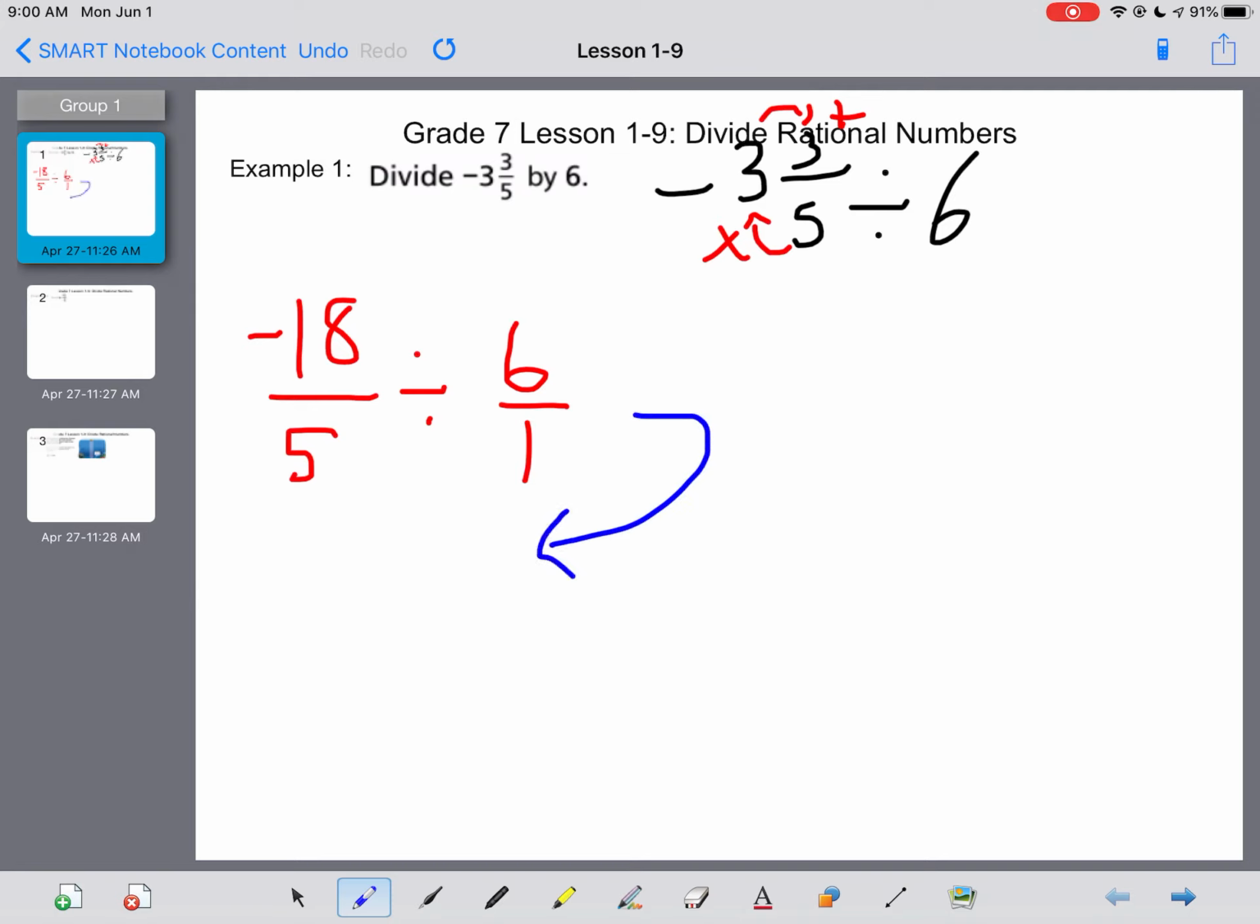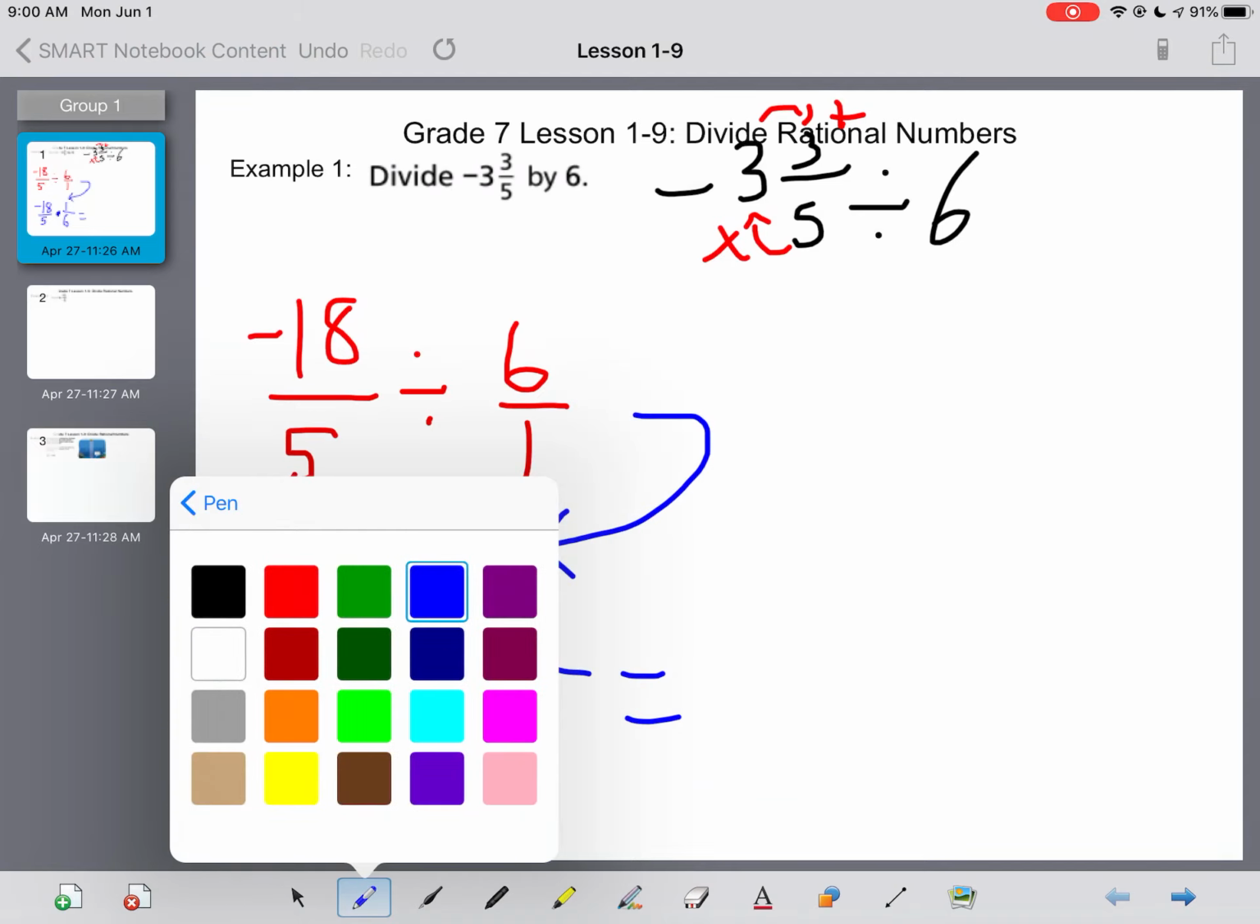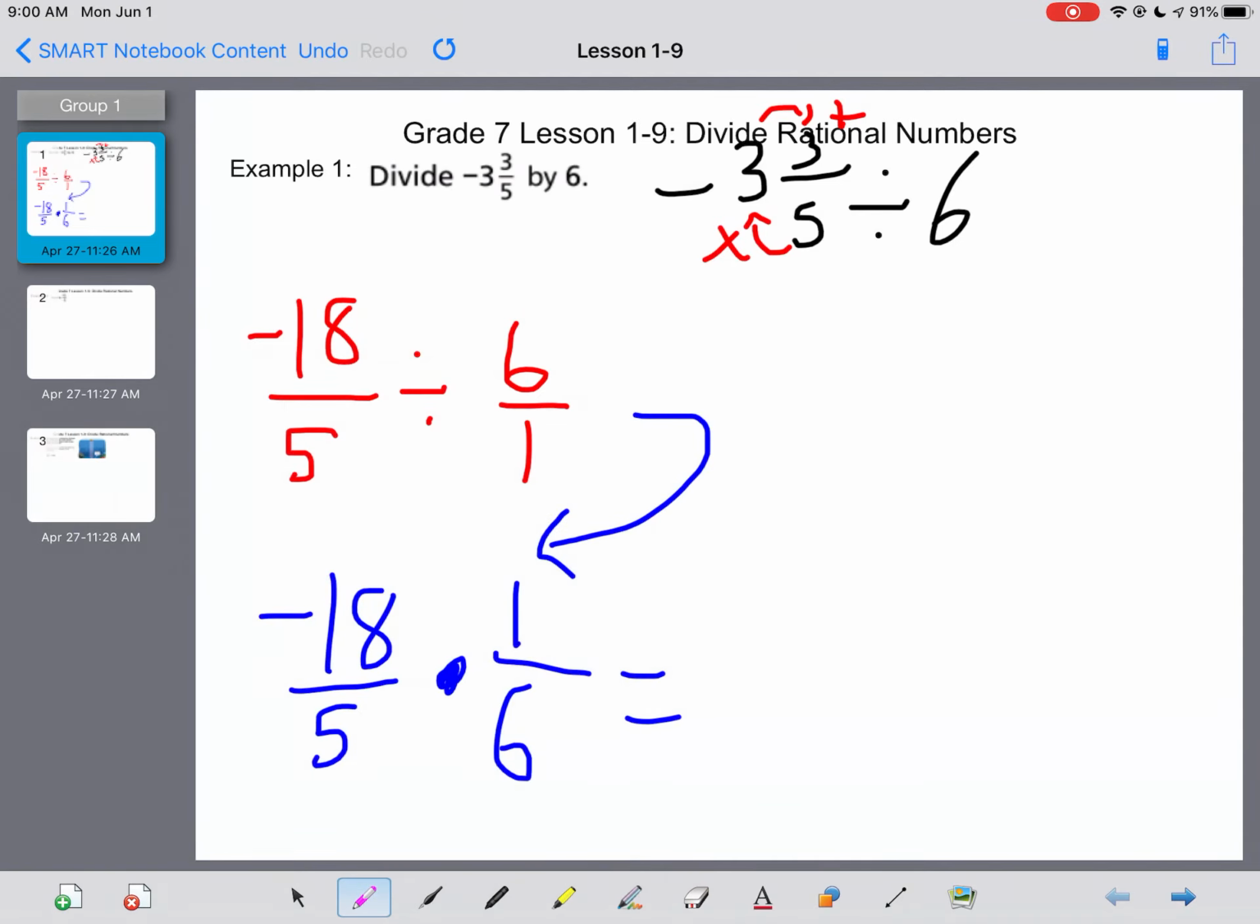Let's draw it down here, actually. So negative 18 over 5, keep that the same. Then change division into multiplication. And then we are going to do the reciprocal, which is the better word to use. 6 over 1's reciprocal is 1 over 6. And then we are literally just going to multiply, and then our answer will appear. So negative 18 times 1 is negative 18. Okay, 5 times 6, that is 30.